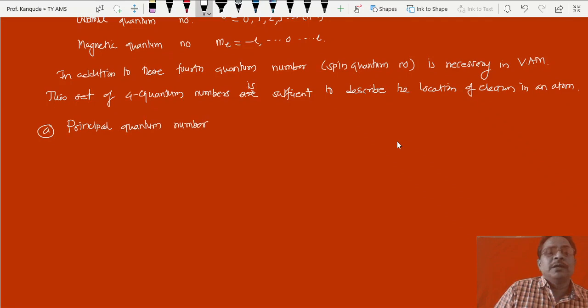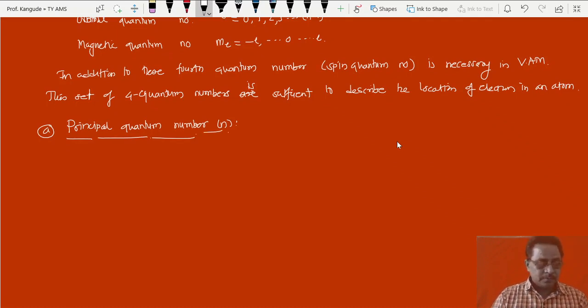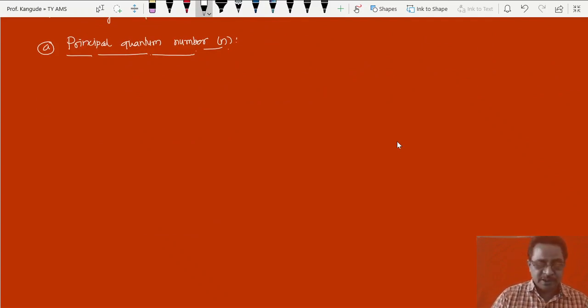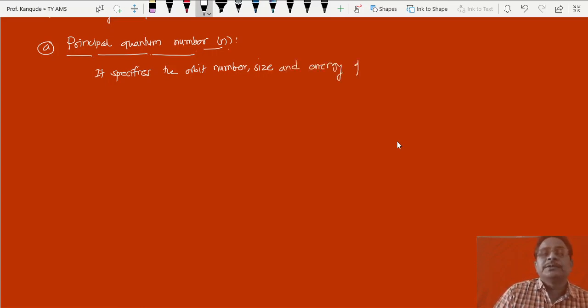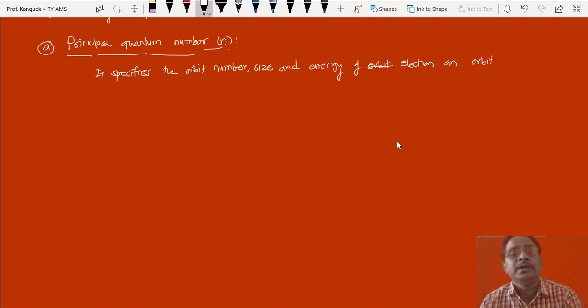Principal quantum number is defined by small letter n. Okay, what it does is this: this quantum number specifies the orbit number, also the size and energy of the orbit, or the energy of the electron in that orbit. So this is the description that can be obtained from this principal quantum number.